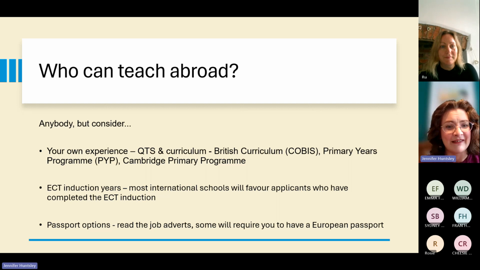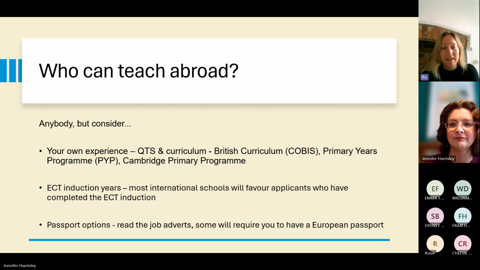Rue, did you want to talk us through the difference between the curriculums that you might find in international schools? Yeah, so there are lots of different routes into teaching abroad, and as Jen said, we're going to look primarily at the international school sector, but it also has its differences within it. So when you're looking for jobs, it's really useful to have a look at the curriculum that the school teaches, which is really clearly articulated on all school websites.